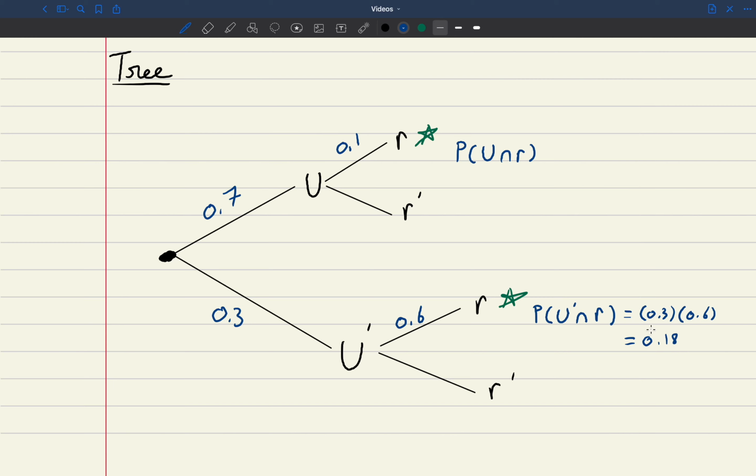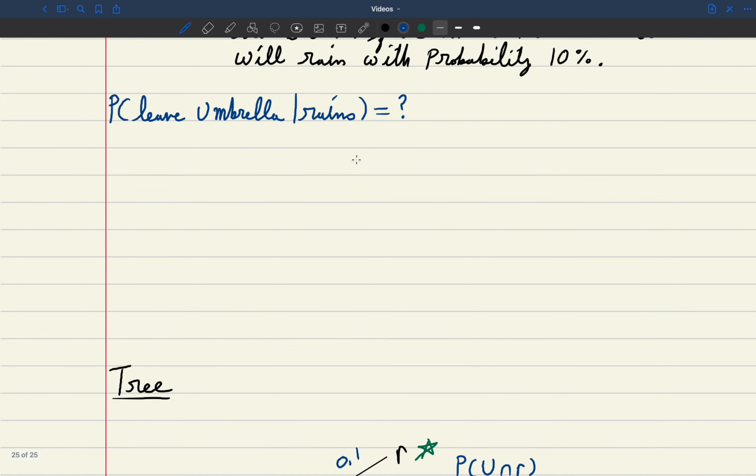And this will be our numerator. This will be the top, so when we write this, we're going to write this on the top. This will be the probability that they occur at the same time: we leave our umbrella at home, or we don't have our umbrella, and it rained, over the probability that it rains. We've already determined that this is 18% right there.